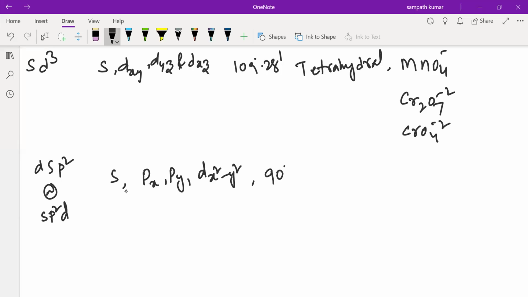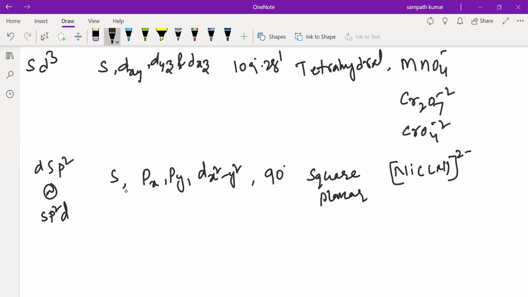What is the geometry of the molecule? Square planar. Give one example for this. For dsp2 hybridization, both have examples. Here also tetracyanonickelate minus 2 complex.